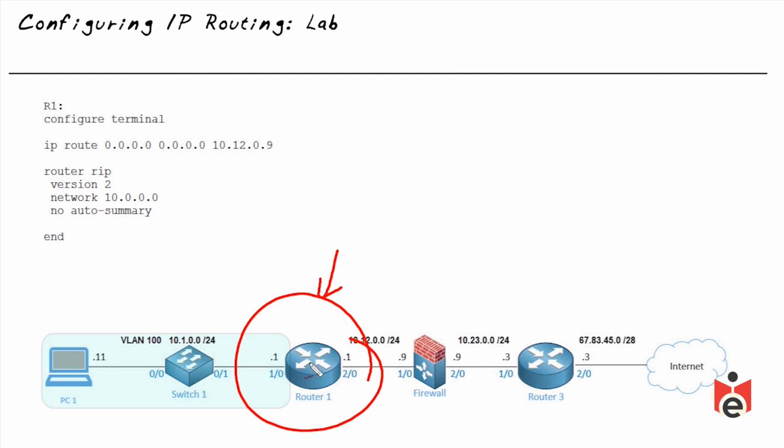So what we'll do on R1 is we'll go into configuration mode on this Cisco router by typing in config space T or configure space terminal.